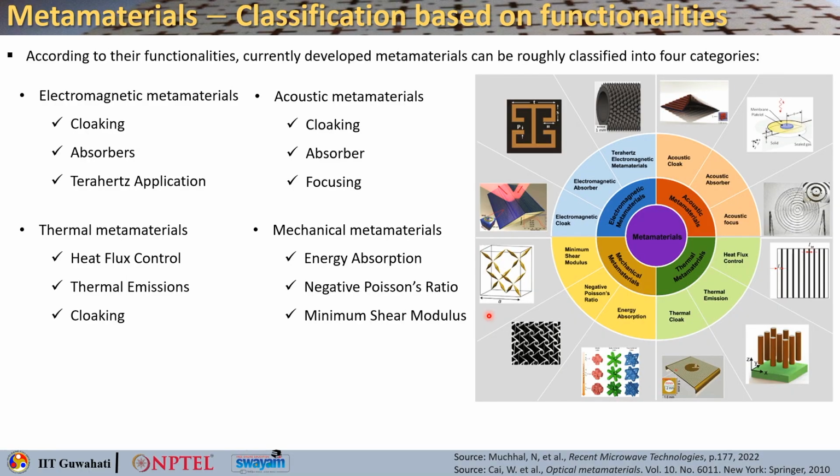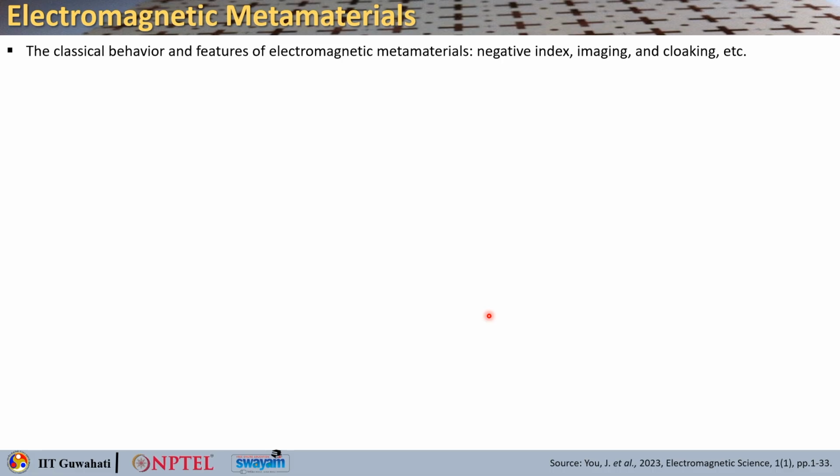So, a lot of classifications can be done based on the domain or functionalities where metamaterials are working. This is called classification based on functionalities. But in this course, we will be focusing only on electromagnetic metamaterials, particularly working in the microwave and optical frequency range. The classical behavior and features of electromagnetic metamaterials we have seen already.